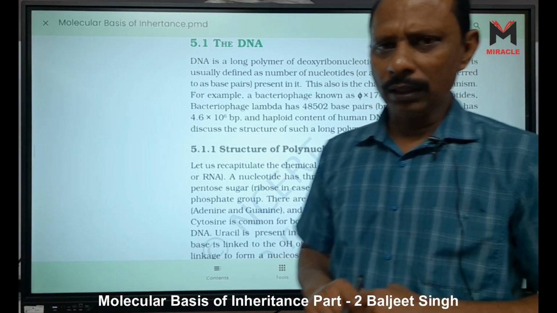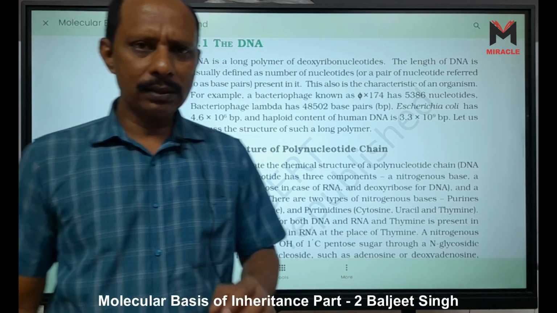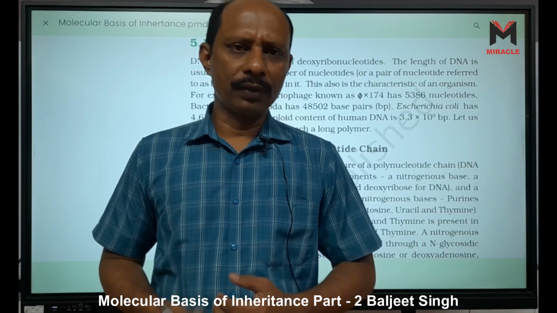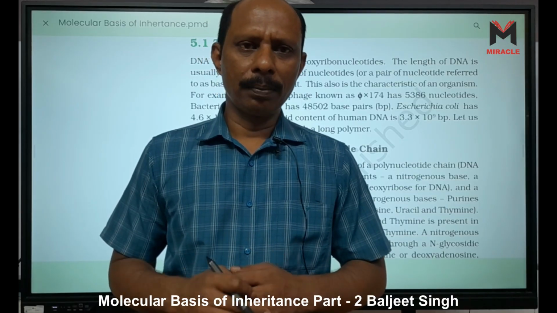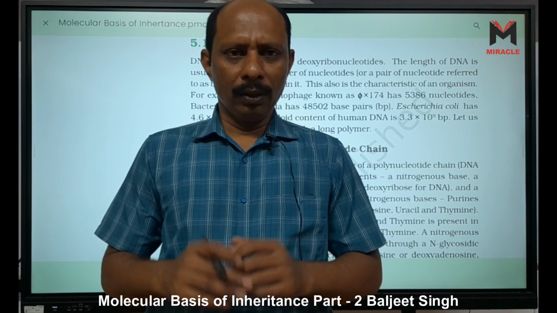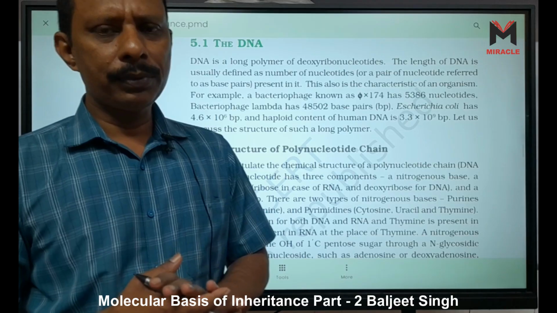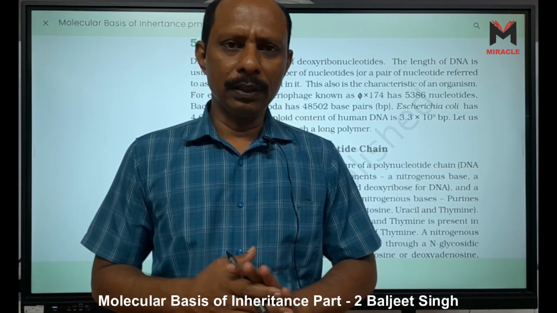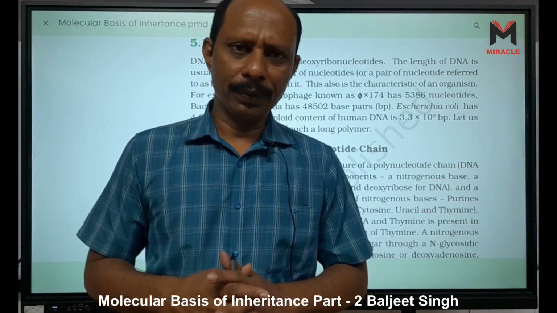At that time, we understood that phosphoric acid, that is H3PO4, always binds with pentose sugar at its fifth carbon, right? And the nitrogen base binds with pentose sugar through the first carbon. When the nitrogen base binds with the first carbon, it forms a glycosidic bond, and when phosphoric acid binds with the fifth carbon, it forms a phosphoester bond, right?